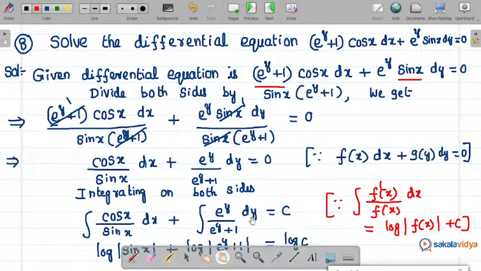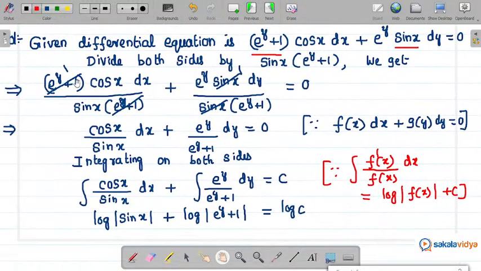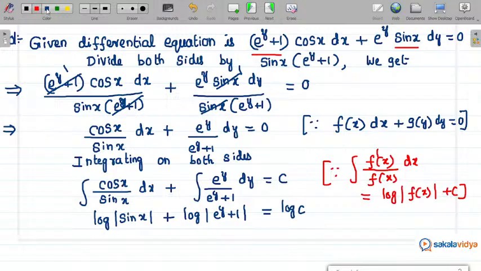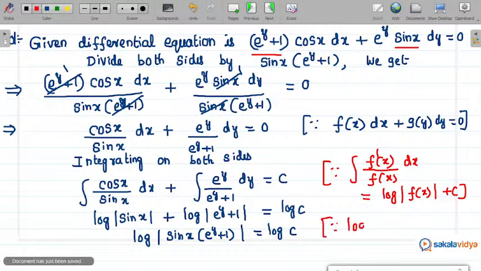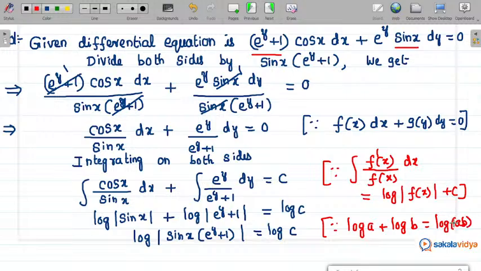And one more interesting thing, from the properties of logarithms, this can be written as log of |sin x (e^y + 1)| is equal to log c. Here, what is the property we have? Log a plus log b is equal to log of ab, the log of the product of the numbers.